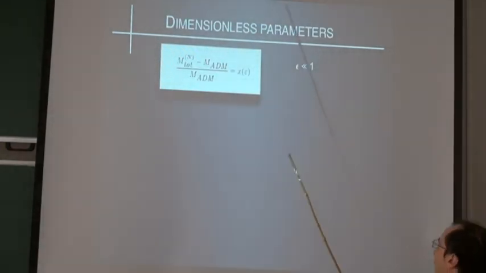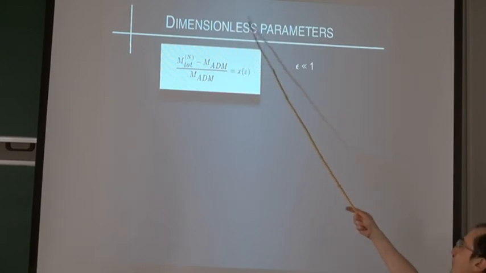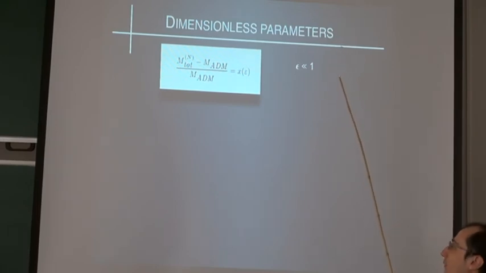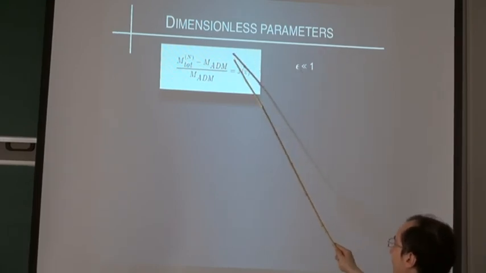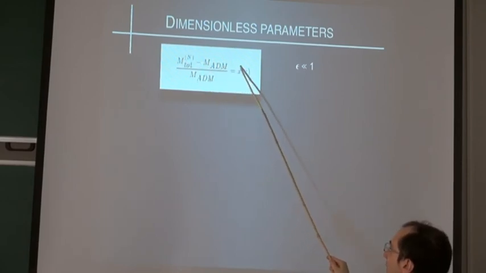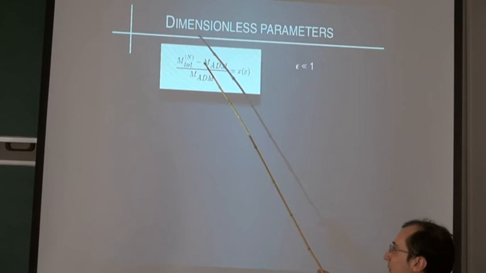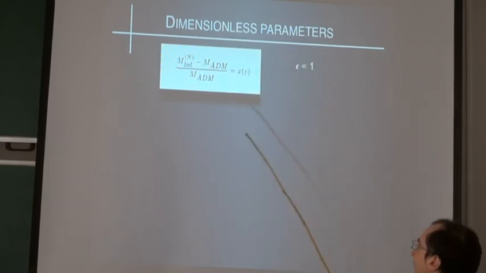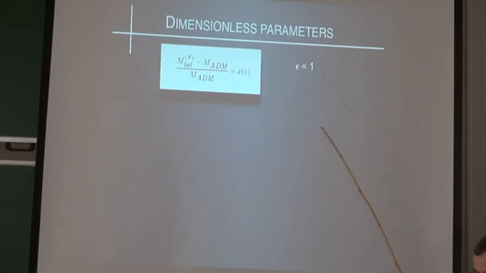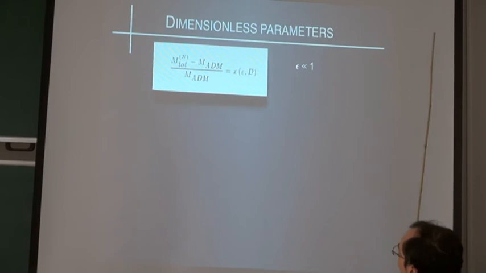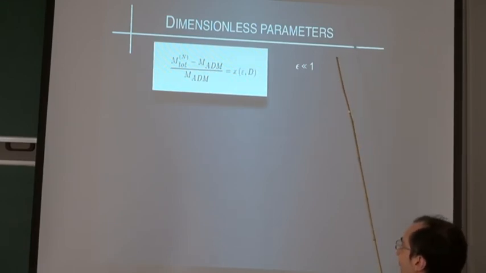Okay, let's try to look at this situation in terms of dimensionless parameters. So, of course, we've got our dimensionless parameter epsilon, the combination of the density, the size of this, and the size of this thing here. And as we remember, this mass deficit in a simple situation was simply a function of this parameter epsilon, which measures how non-relativistic the configuration is. But here we've got another dimensionless parameter.